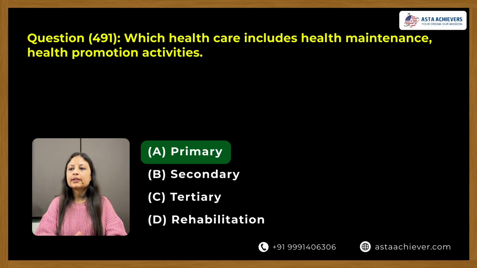Question number 491. Which healthcare level includes the health maintenance and health promotional activities? Option A, primary. Option B, secondary. Option C, tertiary. And option D, rehabilitation. So option A, primary, is the correct answer.